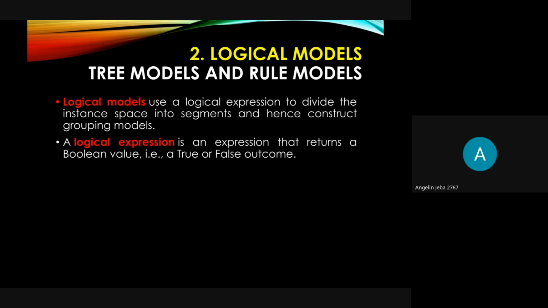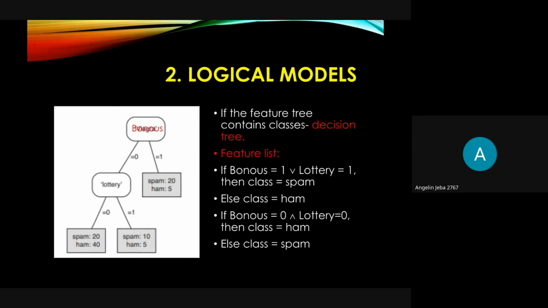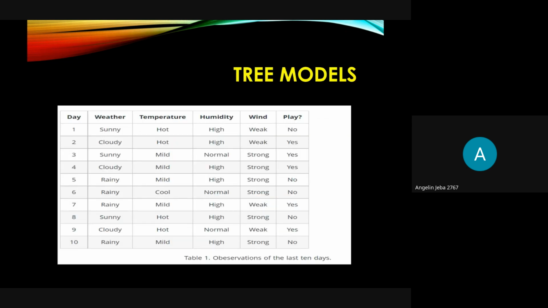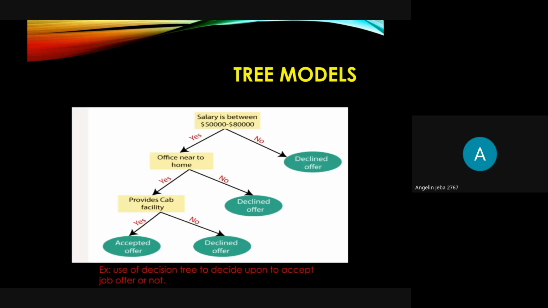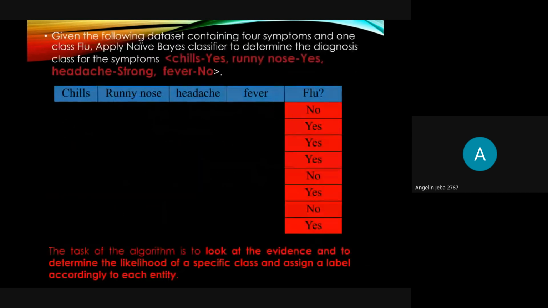Here it is logic expressions to divide the instance space into segments, and hence construct a grouping model. So we'll use the grouping clustering algorithm here. So it is an expression which will return a Boolean value, that is it can be either a true or a false value. Okay, so here we'll be constructing the rule-based and decision-based model. This is the fourth module. Okay, about this we'll be learning there, and also tree models we'll be learning in the fifth module in detail. And what is concept learning? This we will be learning in the sixth module.